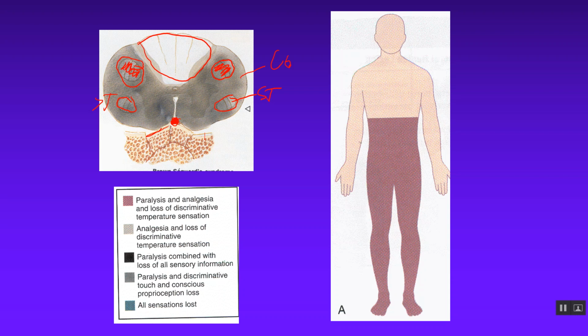But then we also have, so those are the tract signs. The tract signs are going to be loss of pain and temperature, both sides of the body, below the level of the lesion, or a couple levels below. So this is C6, it might be around C7 or C8 that you lose pain and temperature. Then you're paralyzed below the level of the lesion. Okay, so C6 or C7 below, you're paralyzed in an upper motor neuron way, okay?